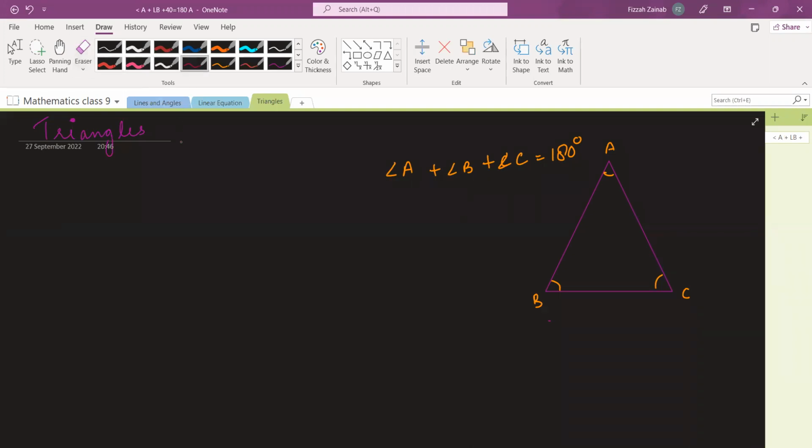Okay. Now, in this chapter, you basically have to study congruency, or congruent triangles. First of all, let us try to understand the meaning of congruency. What is the meaning of the word congruent?